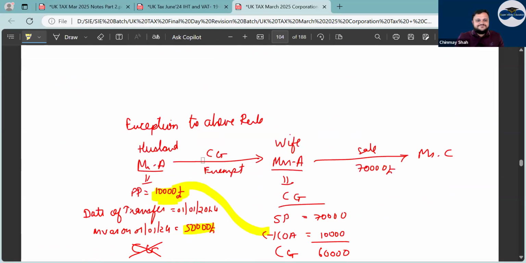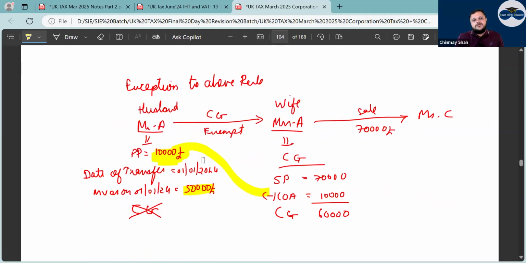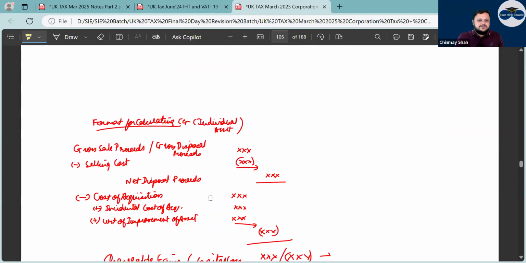Correct. Then exception to the above rule, if Mr. A is husband, he gives any gift to the wife, there will be no CG, right? And the cost of acquisition of husband will only become cost of acquisition for wife. Have a look, right? That is how things work out.